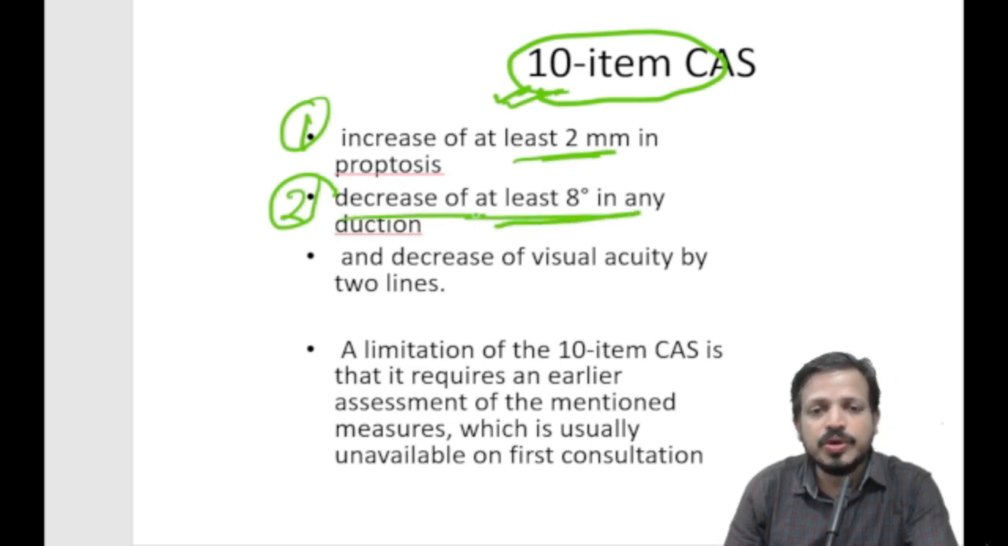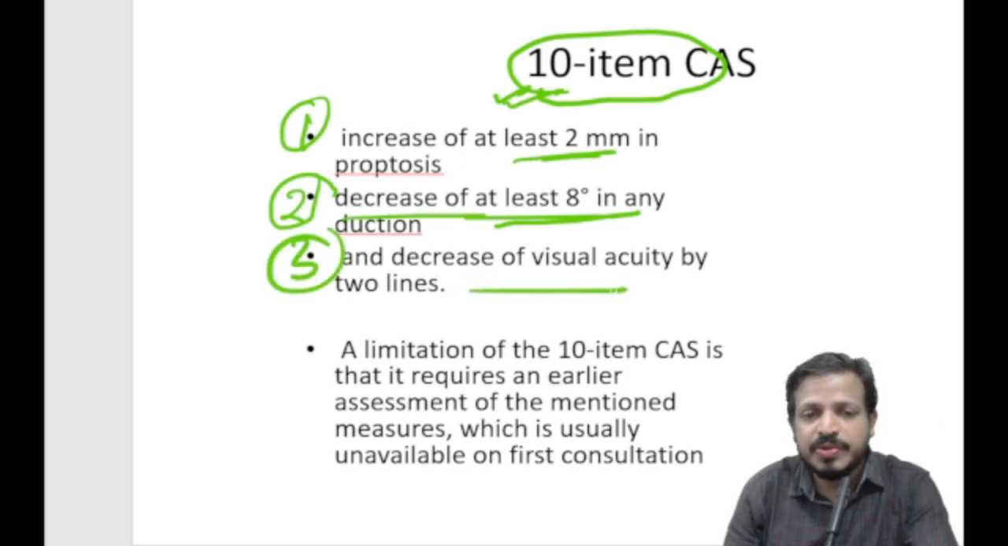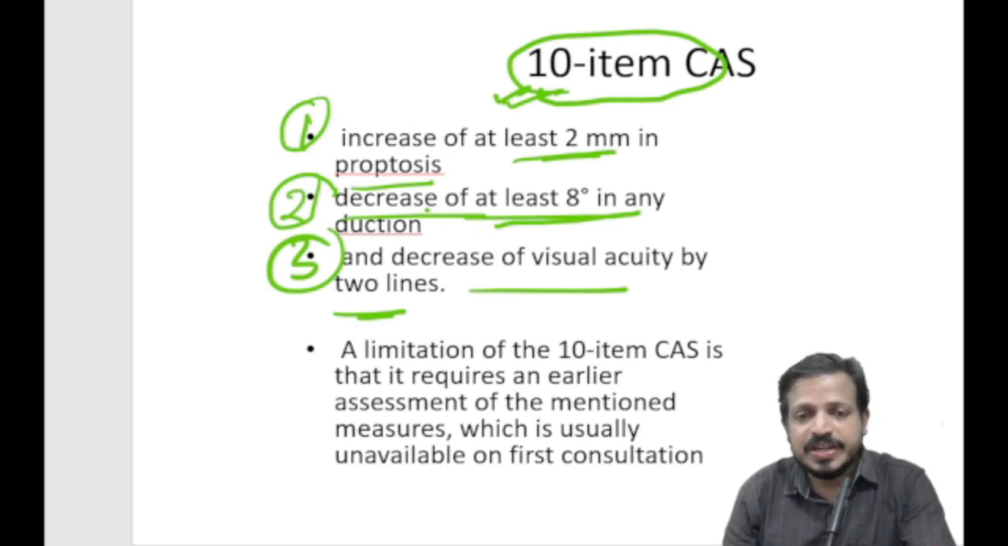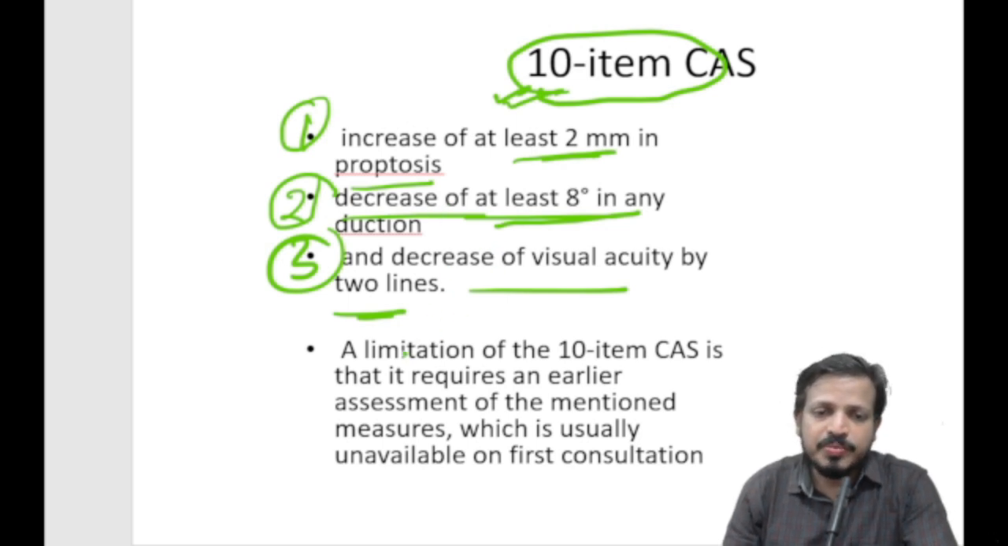If there is a decrease in movement of 8 degrees in any direction, or third, a decrease in the visual acuity by 2 lines. So what are the other items? When proptosis increases by 2 millimeters, decrease in any direction movement to less than 8 degrees, and decrease in the visual acuity by 2 lines. So what are the limitations? There are some limitations in the 10 item CAS.